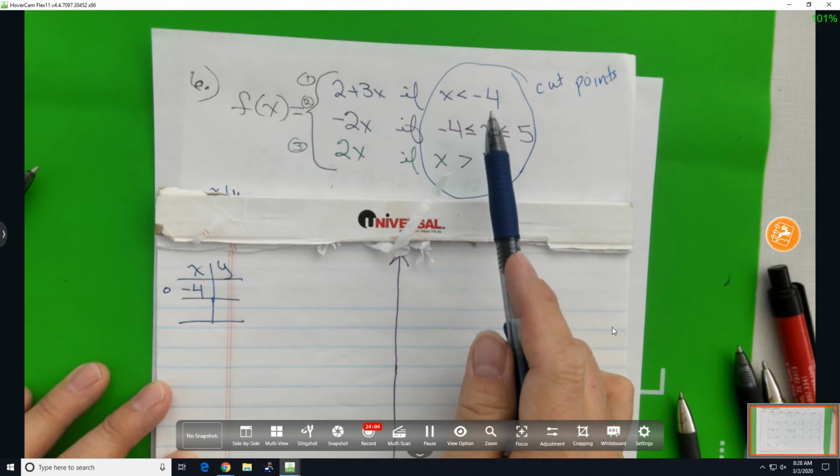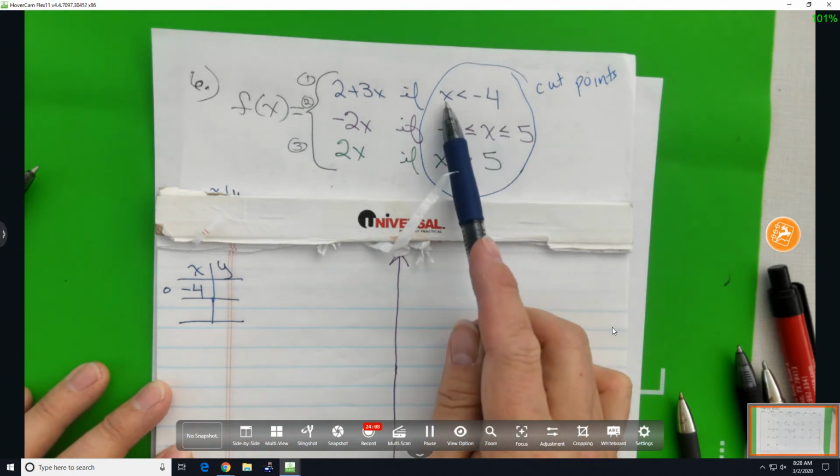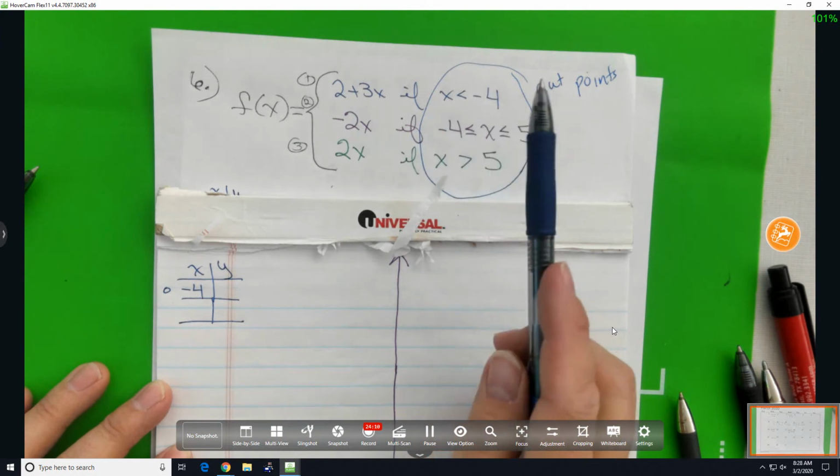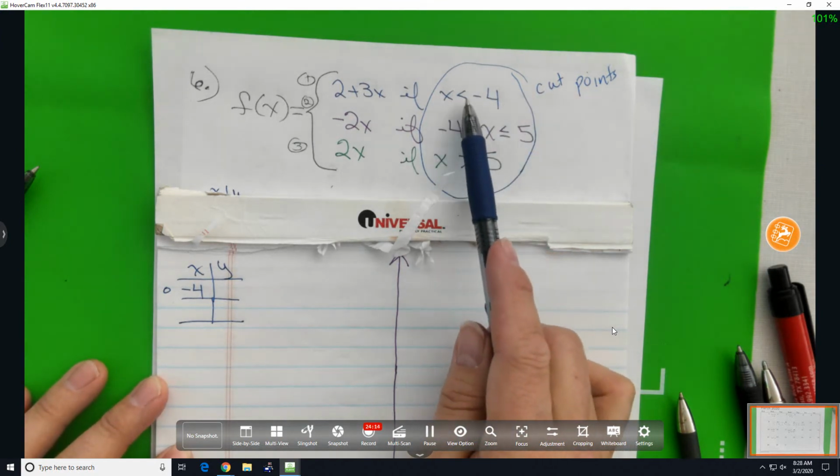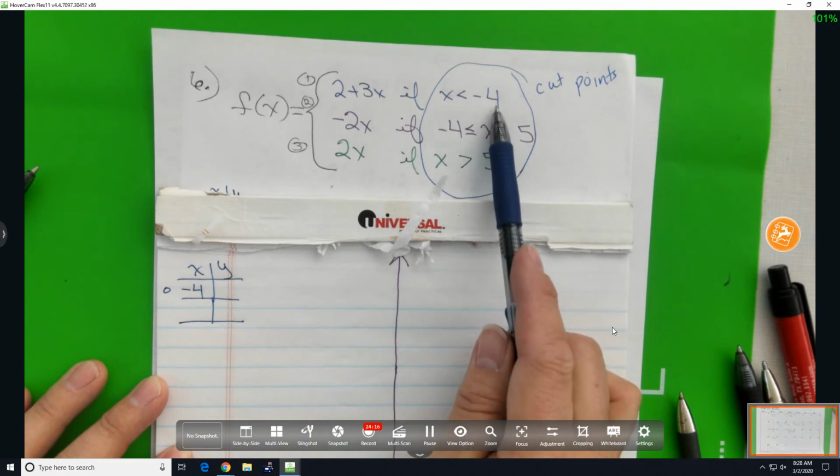But y'all said we needed 2 points to draw a line. So we need another x value. This is a number you're going to choose on your own. You choose a number that's less than -4. Be careful. Could I use 0?